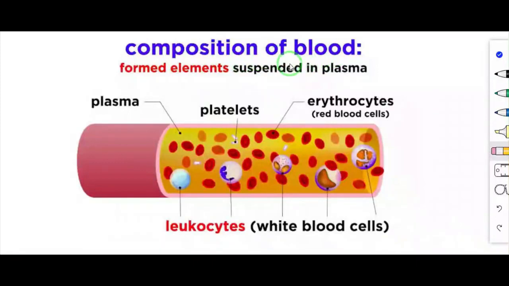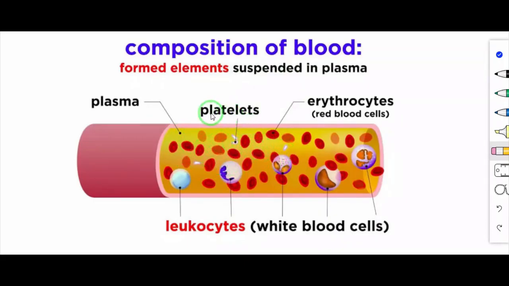Composition of blood. The blood consists of two main components. They are formed elements and plasma. Plasma is the liquid part, and the formed elements are blood cells. So these formed elements are suspended in plasma. Suspended means floating. Now you see here the yellow color area, that is plasma, the liquid part. Blood cells are floating in the plasma.